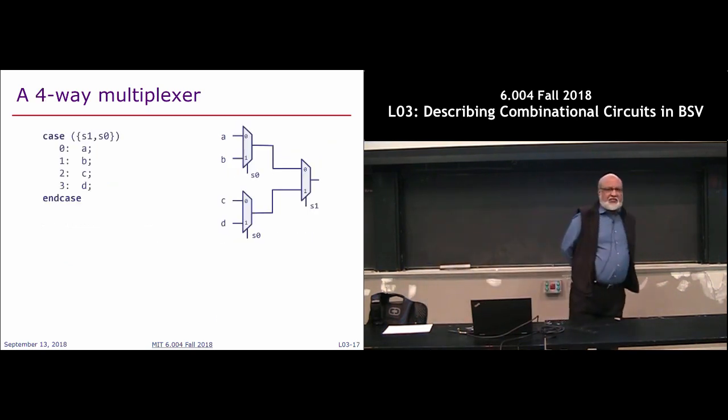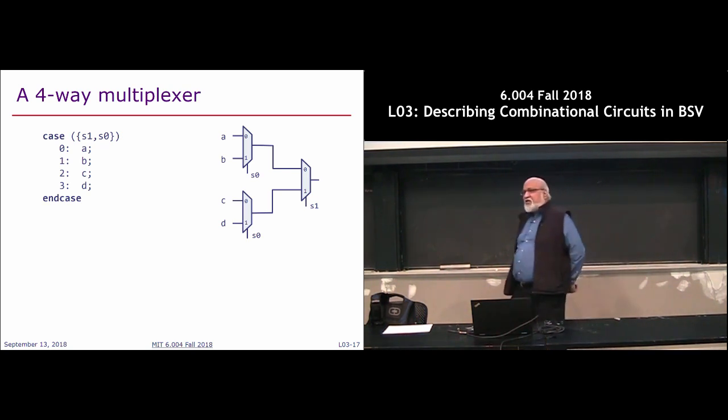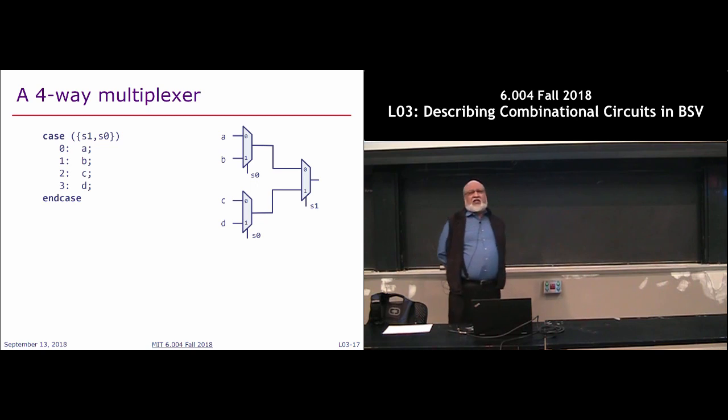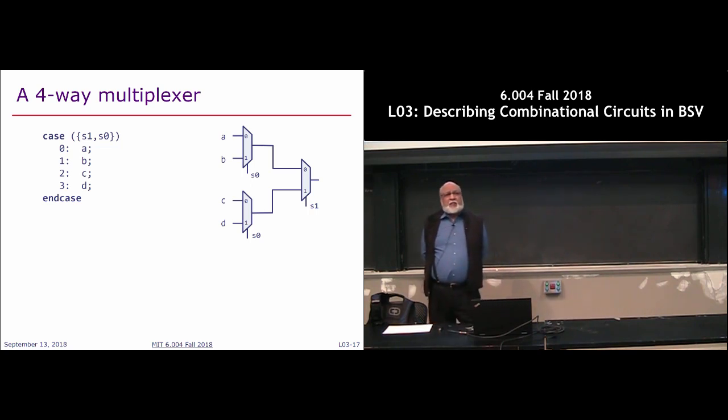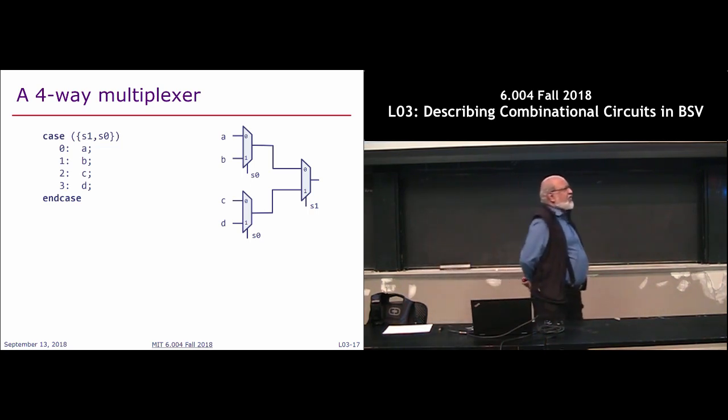How about a four-way mux? I can just write it as a case statement. I'm doing 2 bits now, because for 4 inputs you have to give me at least 2 bits for the selection. If the value is 0, then it's A. If it's 1, then it's B, et cetera. And I'm sure you can figure out how to connect these 2-way muxes to build this 4-way mux. S0 is going to select between A and B, and between C and D, and then whatever you get, you will select based on S1. Fairly straightforward circuit to do.